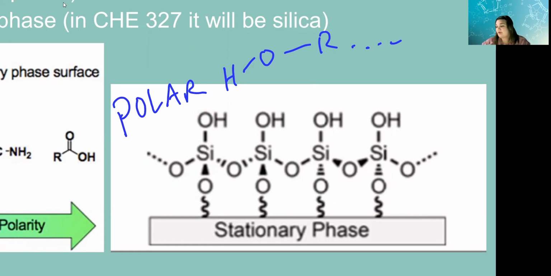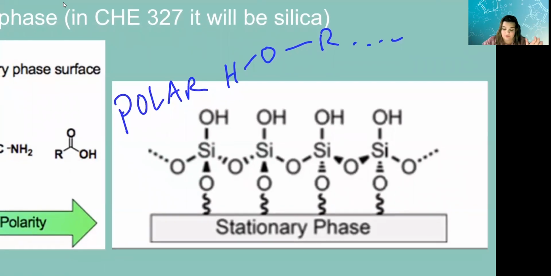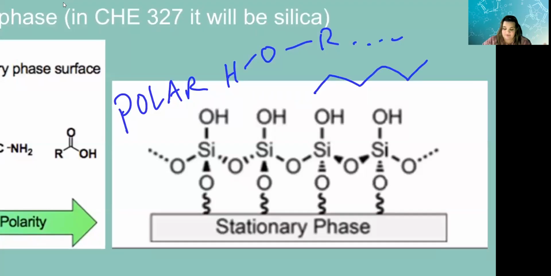However, if you have something that's not polar, so maybe you just have a bunch of hydrocarbons, something less polar or non-polar even, and you put it on this silica plate, it's not going to have any care in the world about these OHs. So it's not going to want to react, and it's going to move up the plate a lot faster. Does that make sense to everybody?